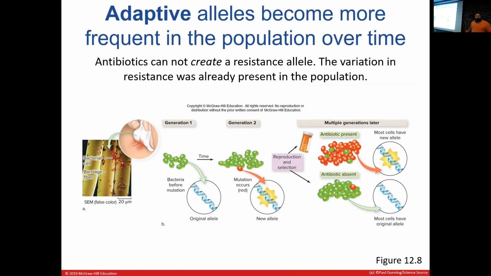Now, adaptive alleles become more frequent in a population over time. So say if we're talking about this antibiotic example, you've got this one allele that occurred in a single mutation that allows for antibiotic resistance, right? And if you keep on just hitting that population over and over and over again with the antibiotics, that allele is going to become much more common. And that's why you see those changes in that population and ultimately the evolution of that population.